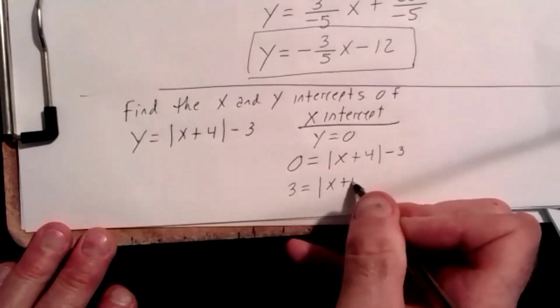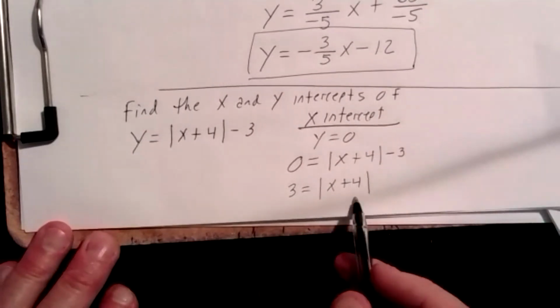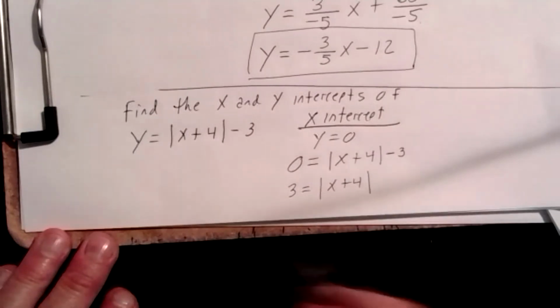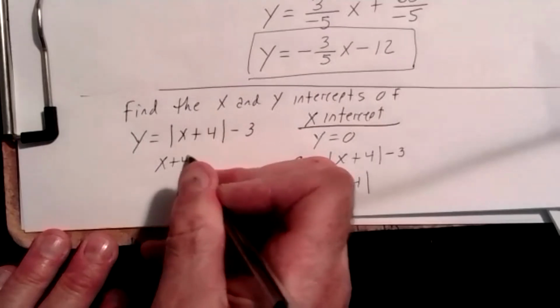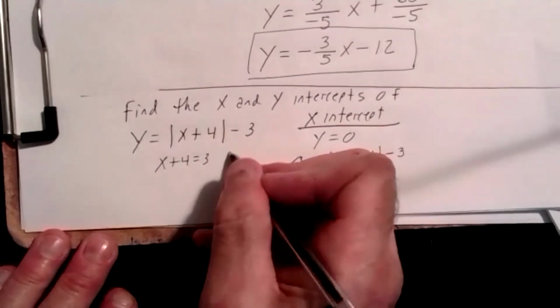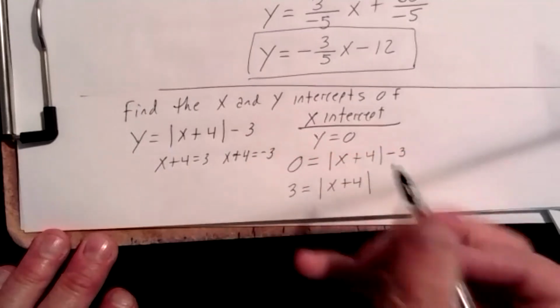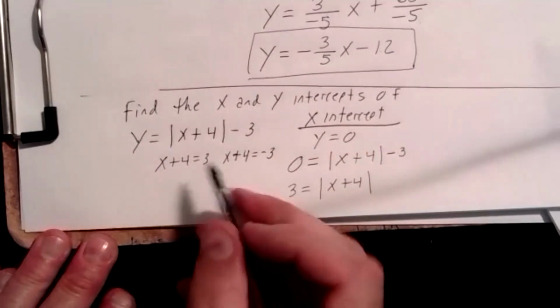Then, ladies and gentlemen, recall from the past, to solve an absolute value equation now, we drop the absolute value symbols and we set x plus 4 equal to positive 3, and we set x plus 4 equal to what? Negative 3. Then we have 2 equations to solve.